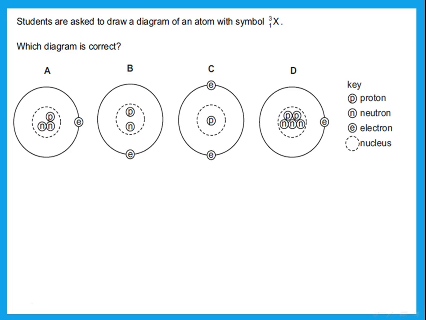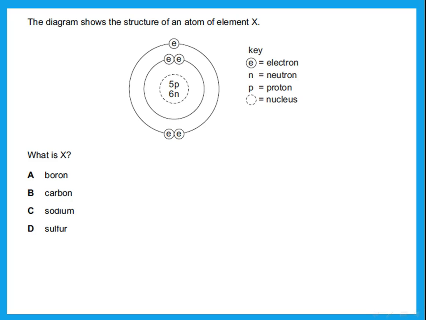Okay, students are asked to draw a diagram of an atom with symbol this. Which diagram is correct? Now, from this symbol, how many protons and how many neutrons does this element have? The small number is 1, and that means it has 1 proton. The big number is 3, and that means the total number of nucleons, or the total number of particles in the nucleus, is 3. That means if it has 1 proton, it must have 2 neutrons. So that is A.